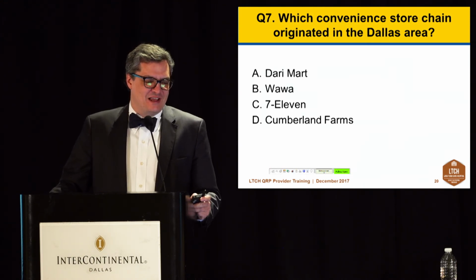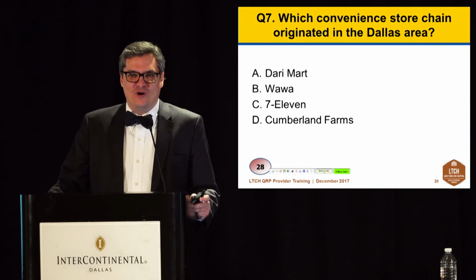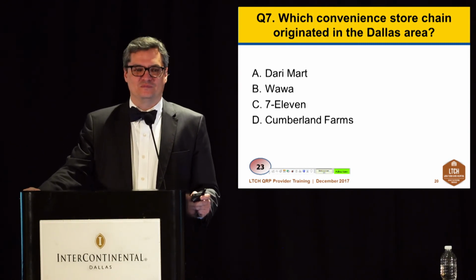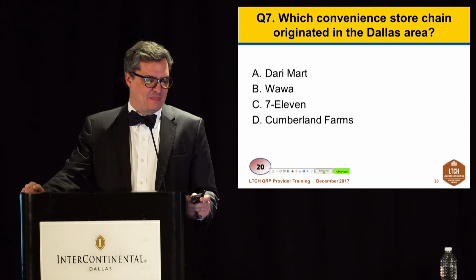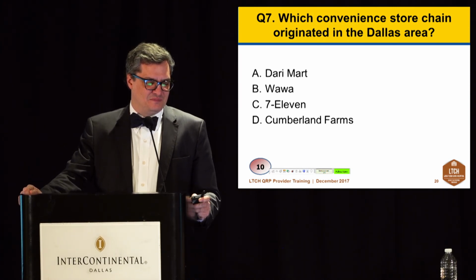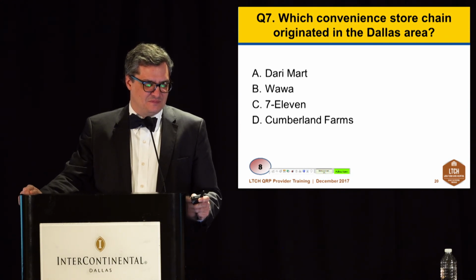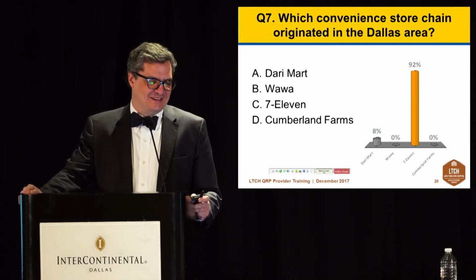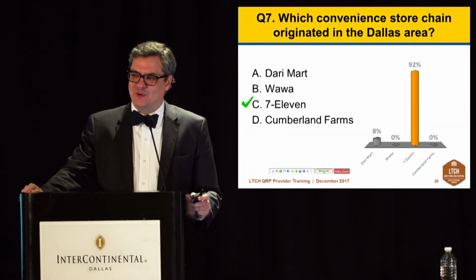Which convenience store chain originated in the Dallas area? A, Dairy Mart, B, Wawa, C, 7-Eleven, or D, Cumberland Farms? Again, all right, we're on a streak. 92% correctly responded, 7-Eleven.